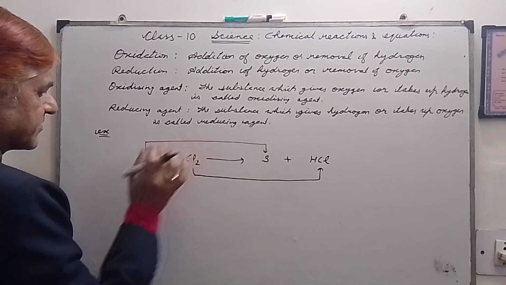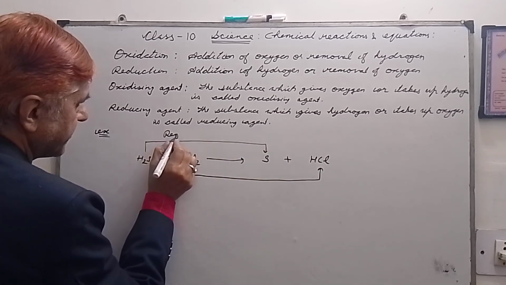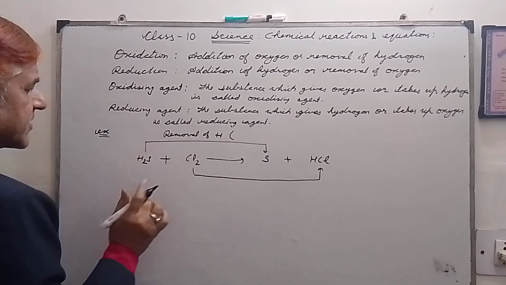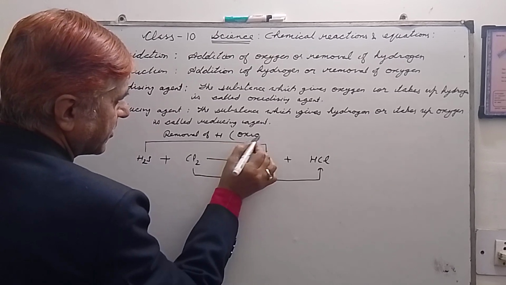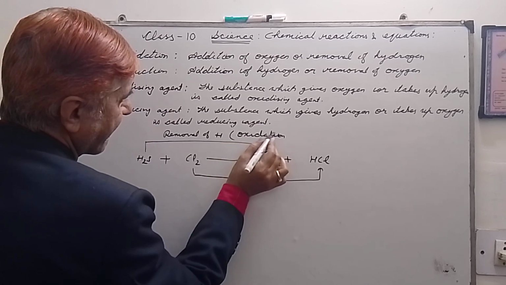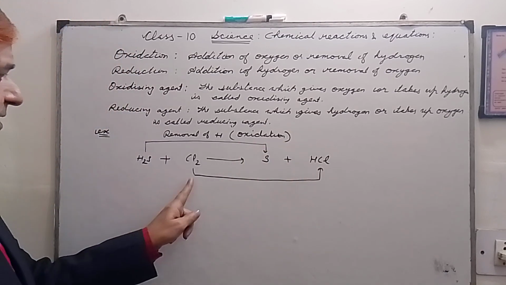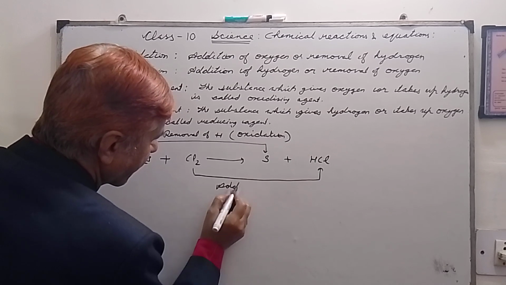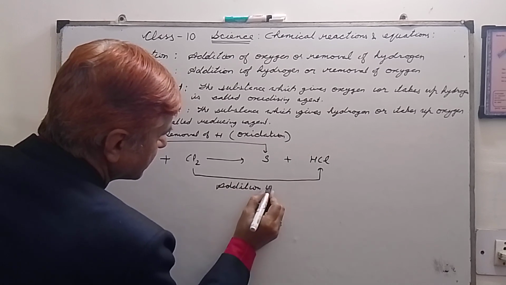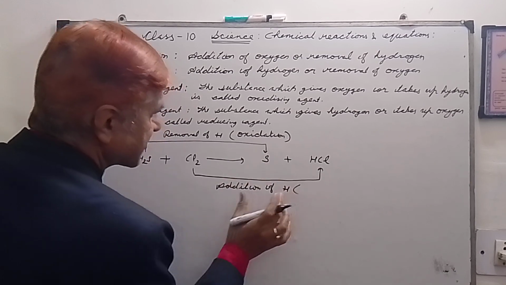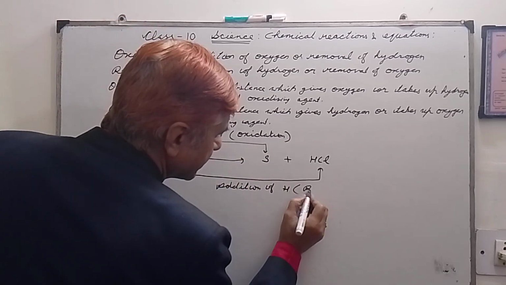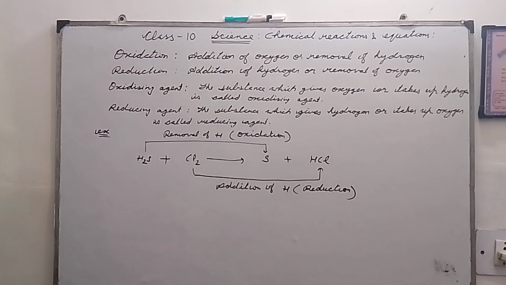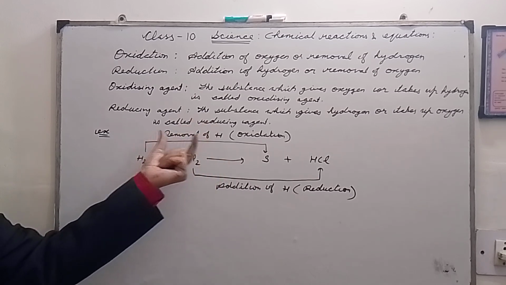So here removal of hydrogen. With sulfur there is no hydrogen. So removal of hydrogen. So what is removal of hydrogen? Oxidation. And here addition of hydrogen. So what is the addition of hydrogen? Reduction. So reduction is shown here and oxidation is shown here.